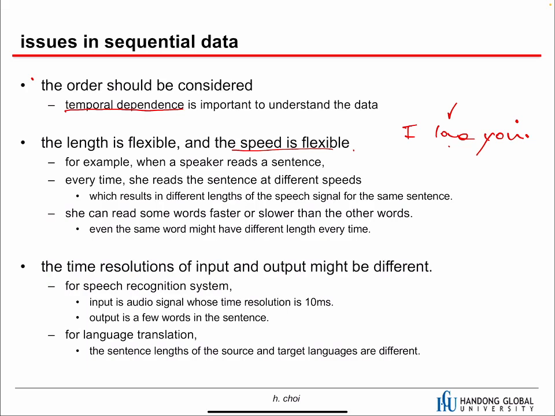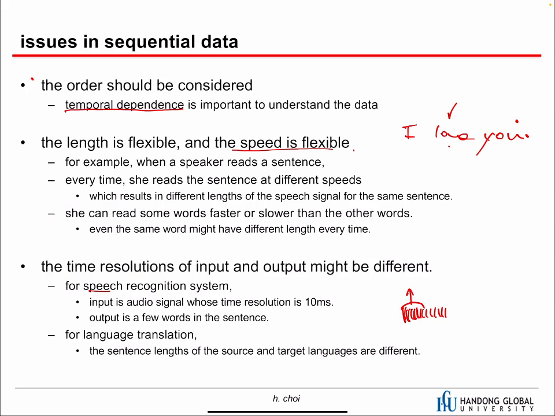And the time resolution of input and output might be different. So for example, in the speech recognition system, we have audio signals every 10 milliseconds, and then we have to recognize the phonemes, and then phonemes should go for more than 10 milliseconds. Okay, so we have one phoneme over 5 input samples, like 50 milliseconds or something.